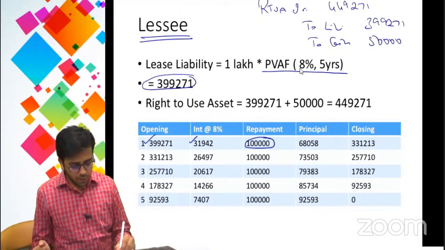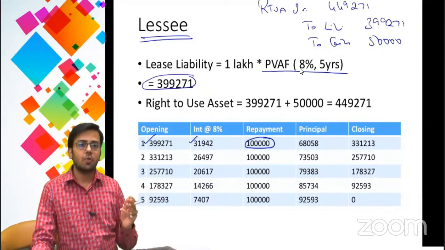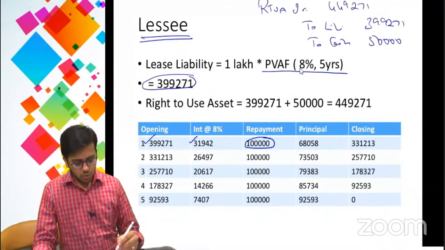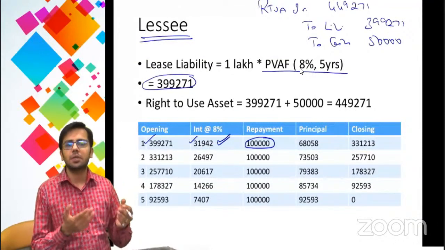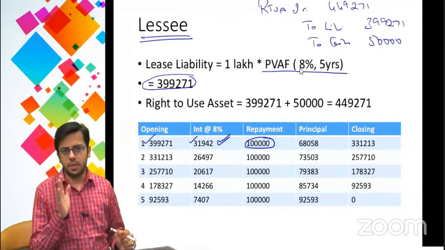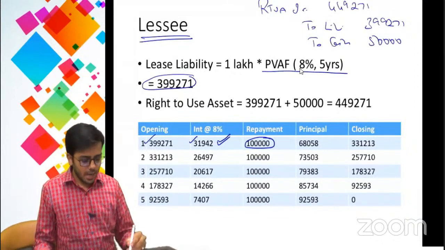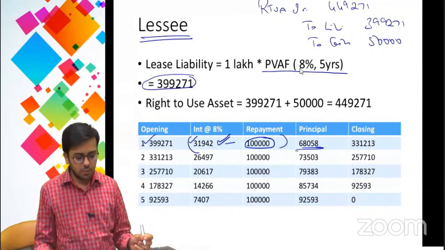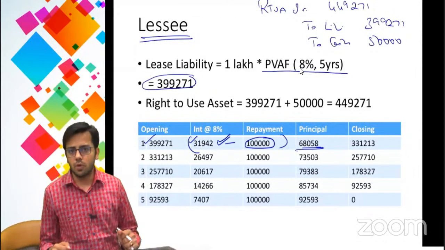What he is going to pay, 1 lakh rupees, will be considered as repayment of this lease liability. Repayment. Now, how will the entry be done? It will be lease liability debit to cash, for 1 lakh rupees. So if we see, of the 1 lakh rupees paid, 31,942 is the interest that he has paid. Generally, a rule in finance is that whenever any payment is done, first it is towards interest. So when 1 lakh rupees is paid, 31,942 is considered as payment towards interest. And the balance amount, if you subtract both of them, is considered as repayment of loan, 68,058. So now we have a closing balance of 3,31,213. I hope it is clear.